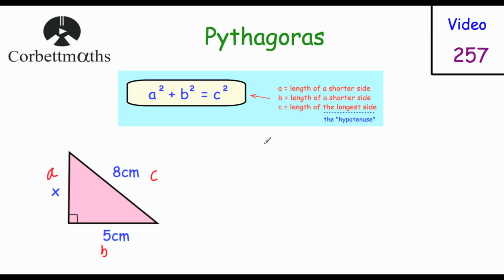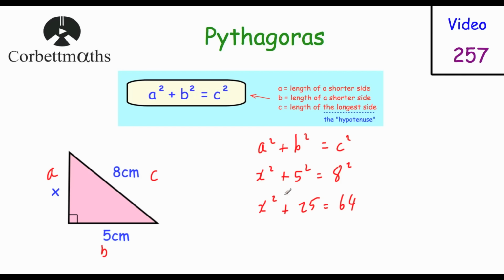So we write down Pythagoras' theorem, that's a squared plus b squared equals c squared. And so a squared is going to be x squared plus, and instead of b squared, that will be 5 squared, and that equals c squared, which is 8 squared. So x squared plus, working out 5 squared, well 5 times 5 is 25, so that's 25, equals 8 squared, which is 64. Now here we've got x squared plus 25 equals 64.